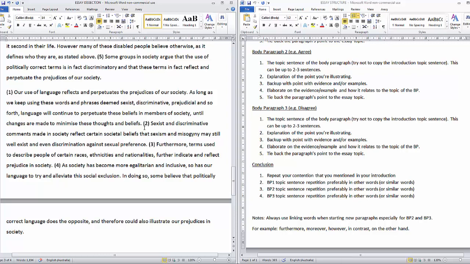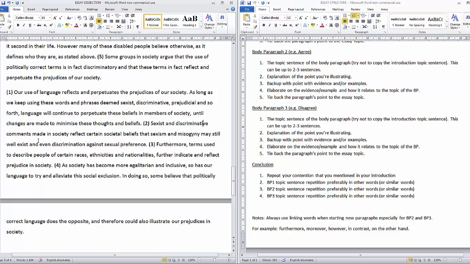Then we're going down to now talk about body paragraph 1. Sexist and discriminative comments made in society reflect certain societal beliefs that sexism and misogyny may still well exist, and even discrimination against sexual preference. Then body paragraph 2. Furthermore, terms used to describe people of certain races, ethnicities, and nationalities further indicate and reflect prejudice in society.